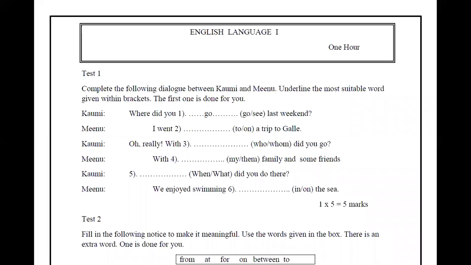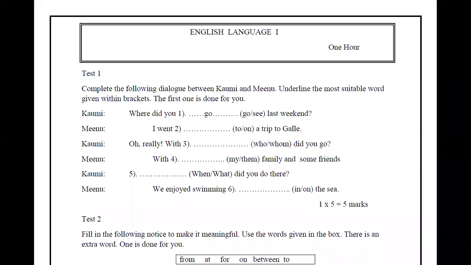All right. So if we move forward, Kaumi is speaking. This is a dialogue between Kaumi and Meenu. Kaumi is asking, where did you blank last weekend? We can see two words in the bracket, go and see. We'll try both now. Where did you go last weekend, or where did you see last weekend? The word go makes sense, right? So we are selecting the word go and moving forward.